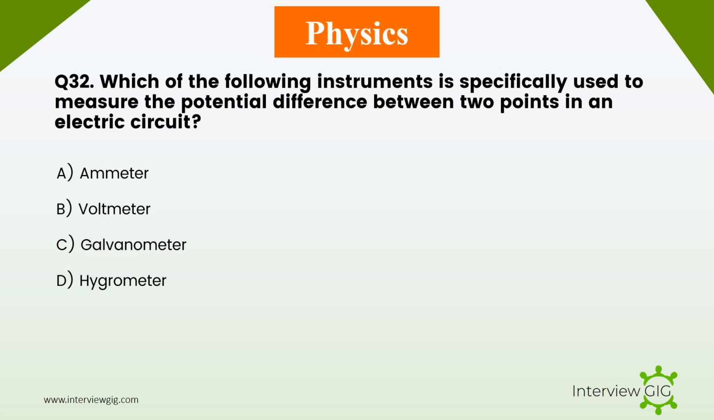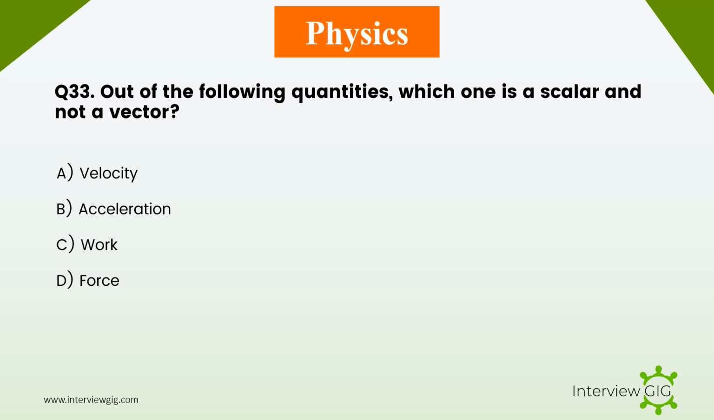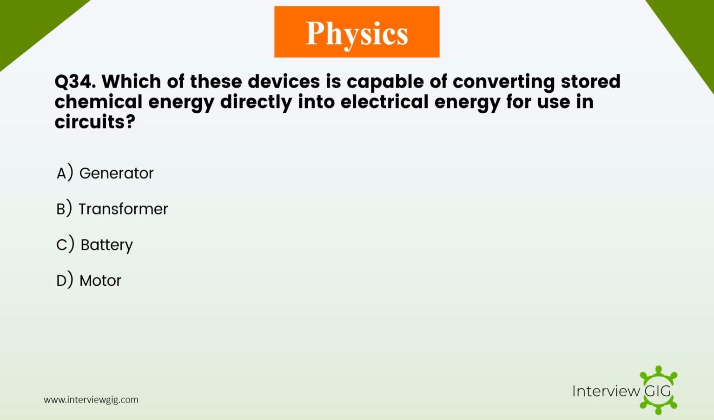Which of the following instruments is specifically used to measure the potential difference between 2 points in an electric circuit? A. Ammeter. B. Voltmeter. C. Galvanometer. D. Hygrometer. Answer B. Voltmeter. Next question. Out of the following quantities, which one is a scalar and not a vector? A. Velocity. B. Acceleration. C. Work. D. Force. Answer C. Work. Next question. Which of these devices is capable of converting stored chemical energy directly into electrical energy for use in circuits? A. Generator. B. Transformer. C. Battery. D. Motor. Answer C. Battery. Next topic is chemistry.